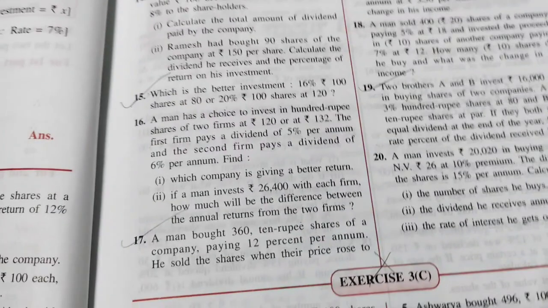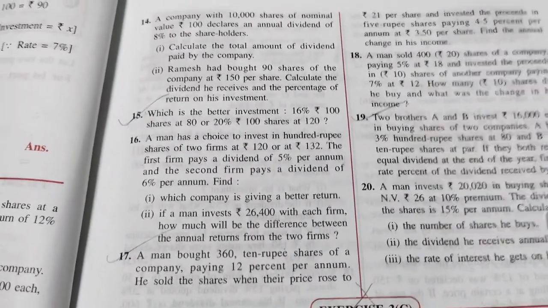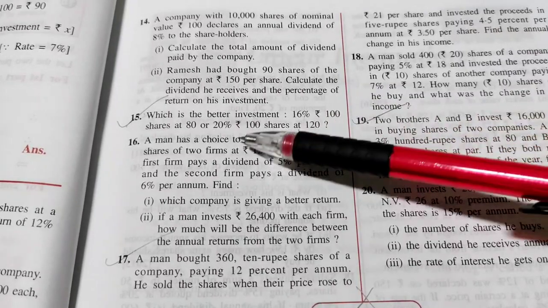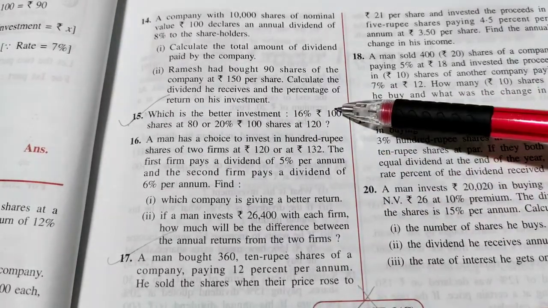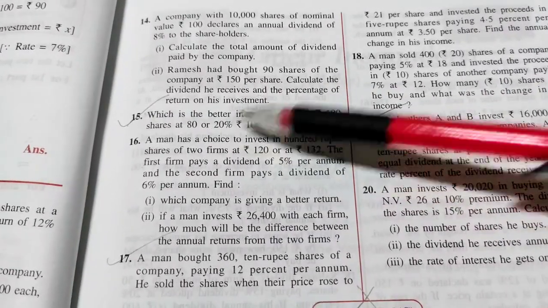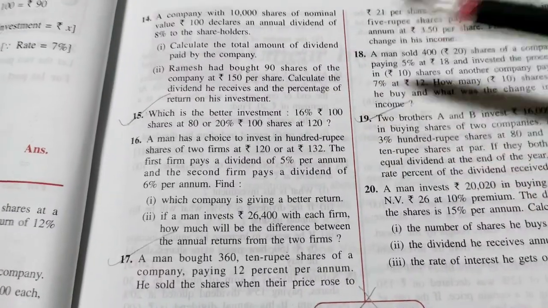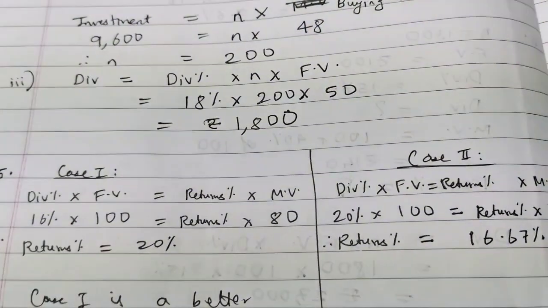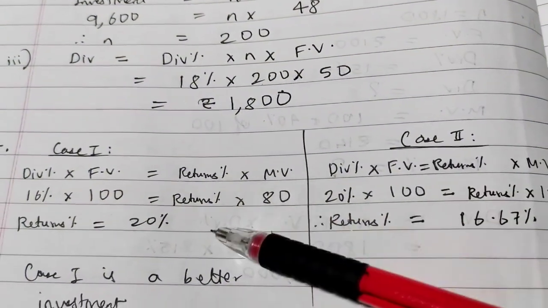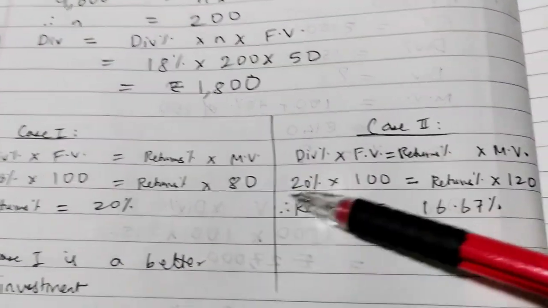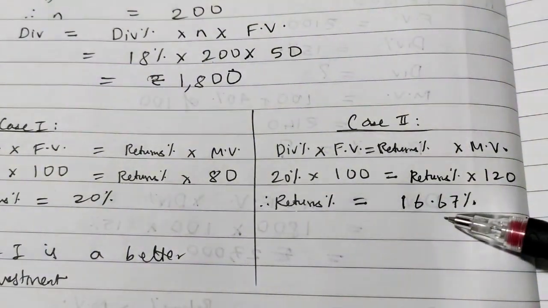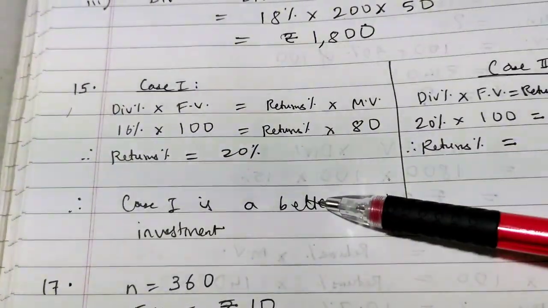Now the 15th sum, which is a better investment? 16% rupees 100 shares at 80, that's dividend percent, face value and market value, and again dividend percent, face value and market value. So we will find the returns percent on both using the normal formula. The returns percent in the first case is 20%, and in the second case it is 16.67%. So definitely the case 1 is a better investment.